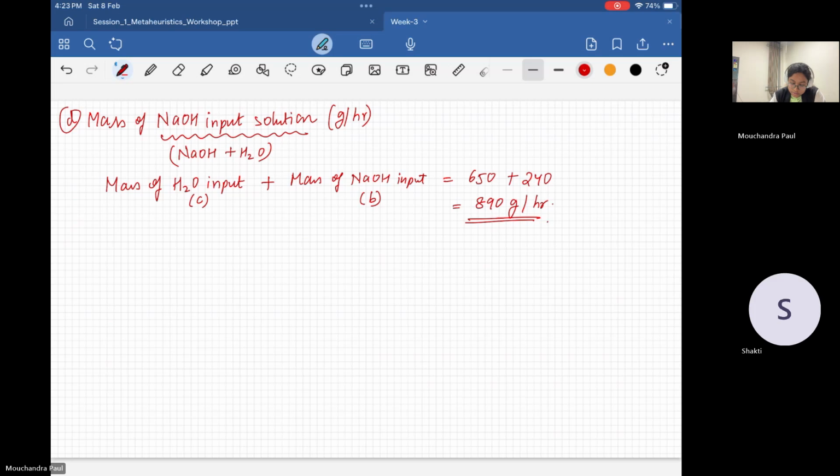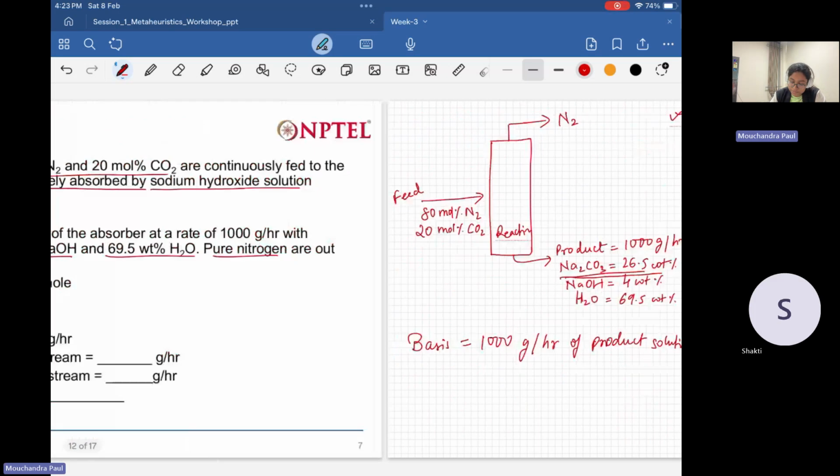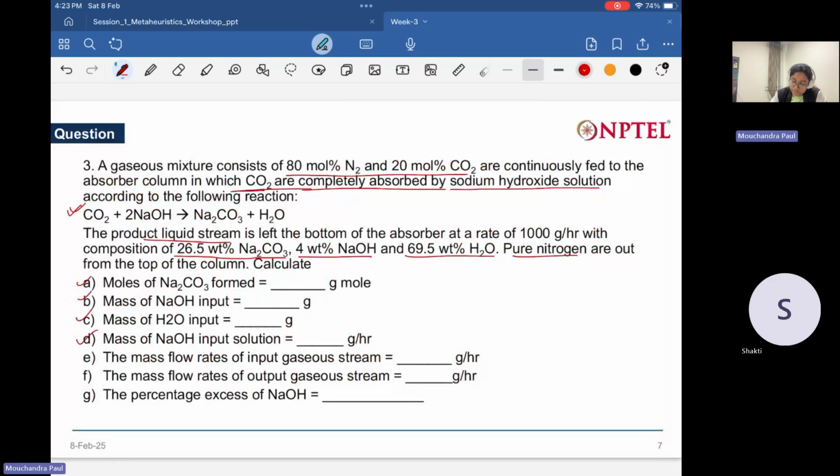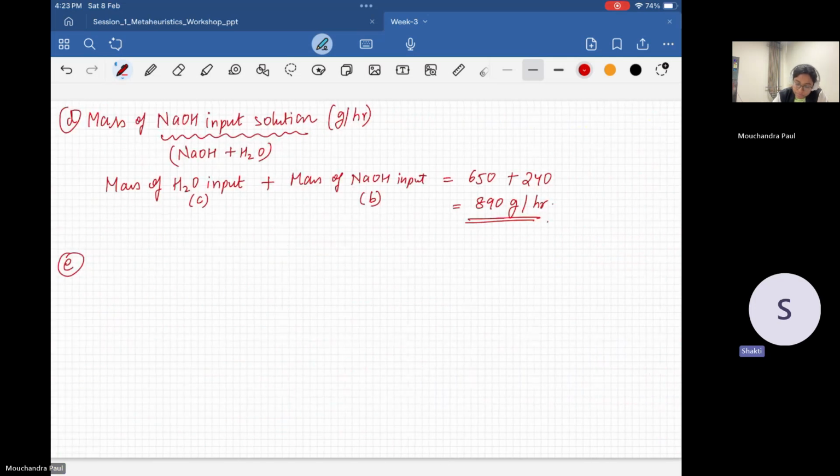All right. Now part E, mass flow rates of input gaseous streams. Now tell me, in this particular reaction, or in this particular absorber column, what are the gases that are coming in? Nitrogen and CO2. You're correct. CO2 and N2. Okay.